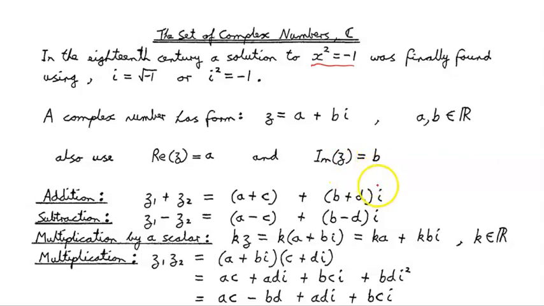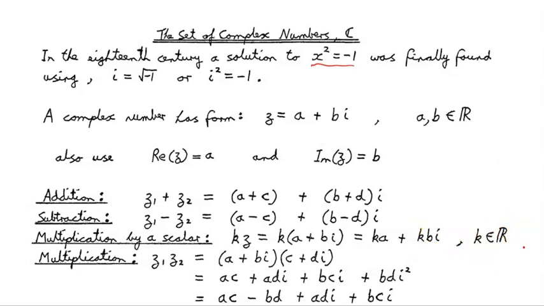Some properties of the complex numbers. Addition: for two complex numbers, you add the real parts together and you add the imaginary parts together. Same with subtraction: you subtract the real parts from each other and the imaginary parts from each other. Multiplication by a scalar: k times z is k times a plus k times b i, so k times the real part plus k times the imaginary part, where k belongs to the reals.